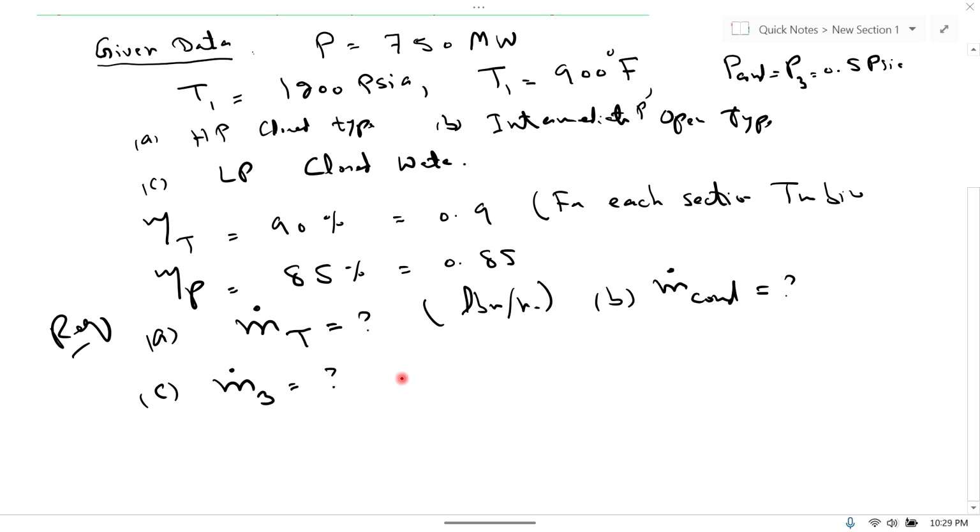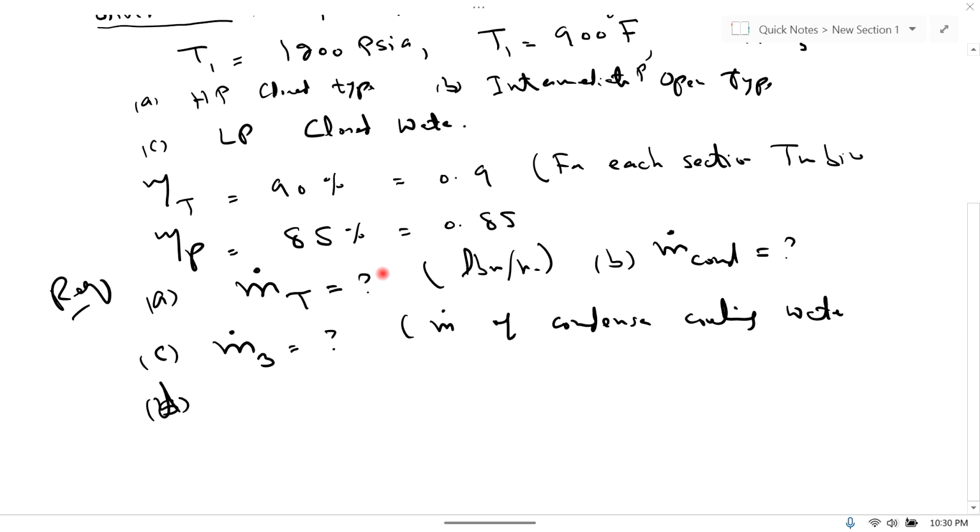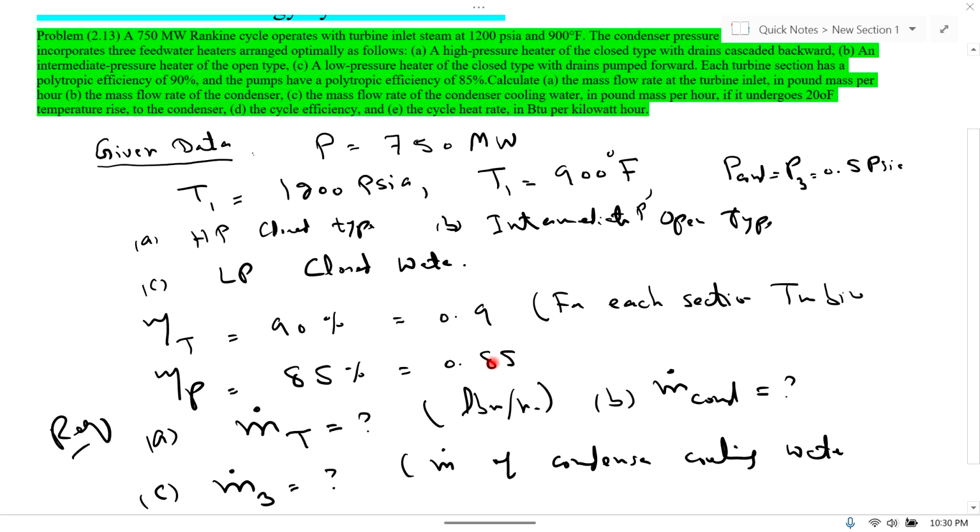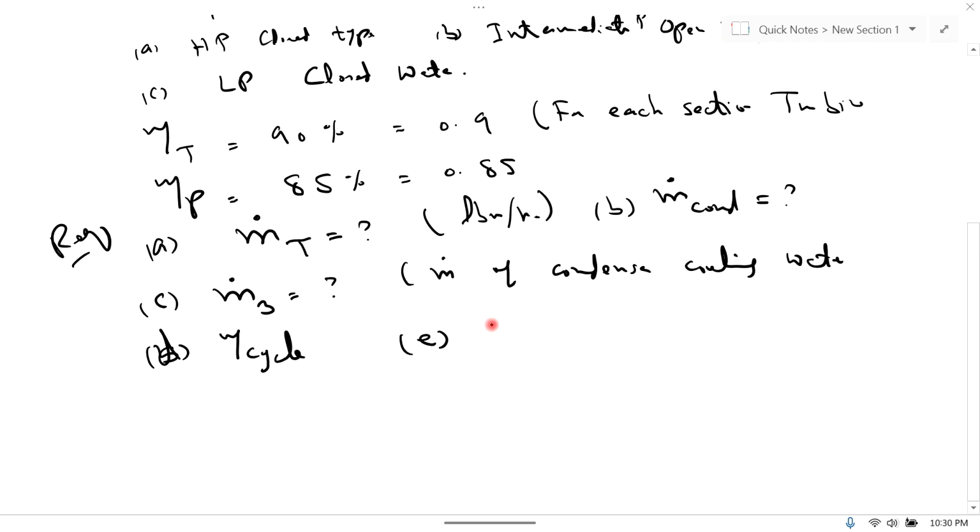Mass flow rate of the condenser cooling water. Let's suppose this is M3. Mass flow rate of condenser cooling water. And part D, the cycle efficiency. And in part E, the cycle heat rate in BTU per kilowatt hour. Cycle heat rate in BTU per kilowatt hour.